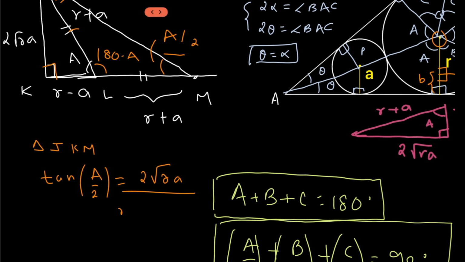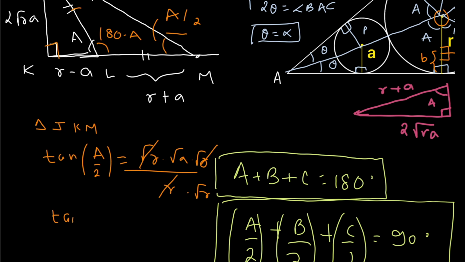So the complete length of the base would be r minus a plus r plus a, and that would be 2 times r. Now 2 and 2 can be cancelled out. In the numerator we have square root of ra, and in the denominator we have r. So square root of ra can be written as root r into root a. Now I will simply cancel root r in the numerator and the denominator. So in the numerator, the square root of r into the square root of r becomes complete r, and that got cancelled out with the denominator one. So we finally get the value for tangent of a upon 2. That would be square root of a upon square root of r.